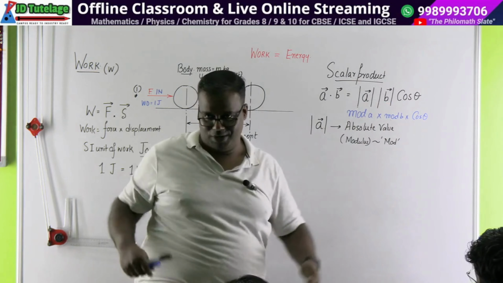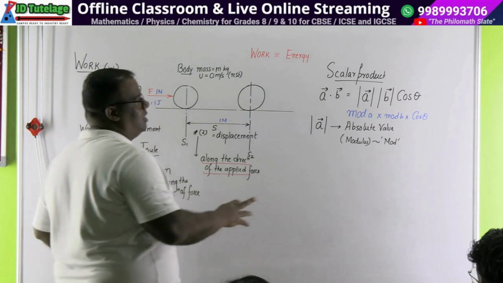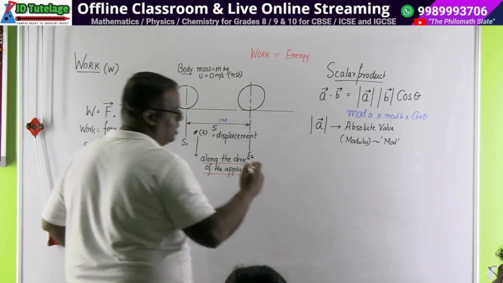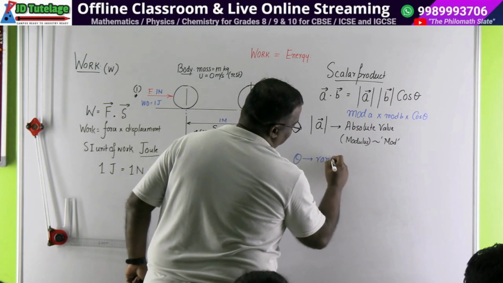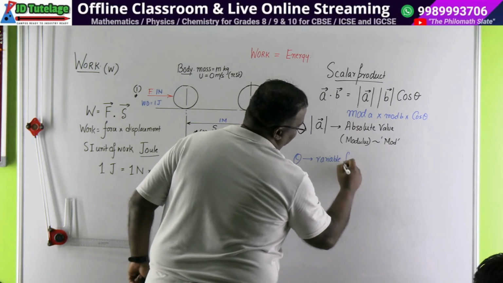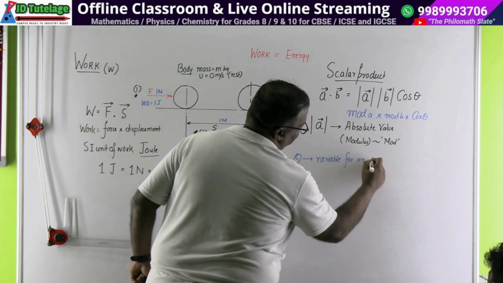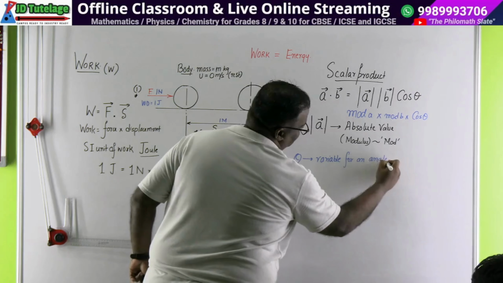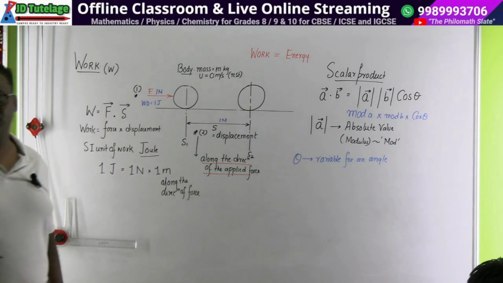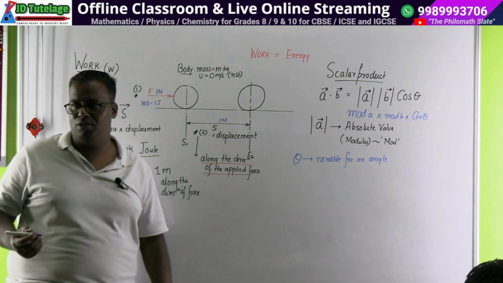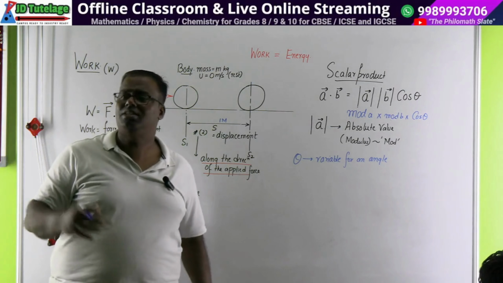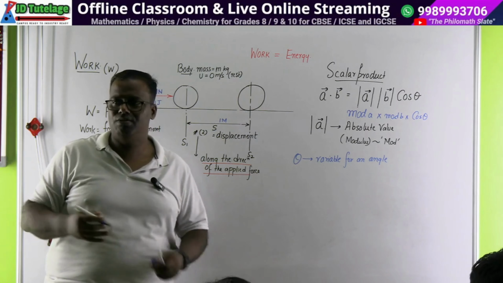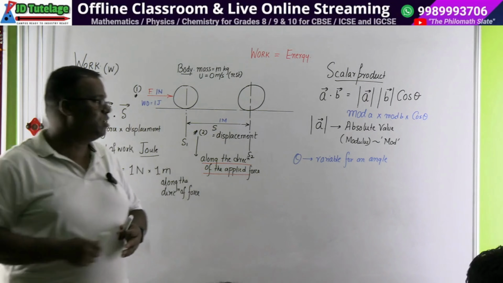Now the cos theta part. Let's understand what is theta. Theta is the variable for an angle. Just like x is the variable for algebra, theta is the variable for an angle. Draw any angle of your choice and name it theta. Write 30 degree and put theta on it. Theta is a variable.